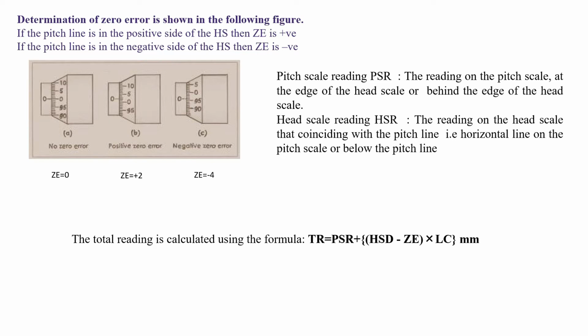Now coming to figure C, we observe that the 96th division of the head scale coincides with the zero of the pitch scale. If the pitch line is on the negative side of the head scale, then the zero error is negative. Next, when you are finding the thickness, you need to find the total reading. The total reading is the pitch scale reading plus the head scale division minus zero error, into the least count. This gives us the thickness of the cantilever using the screw gauge.